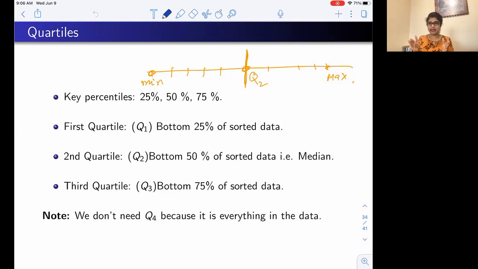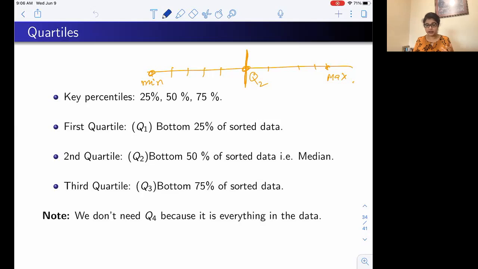If you take the percentile, you arrange your data in increasing order. So the bottom 25% is your first quartile, Q1, and Q2 is the bottom 50%. If you are taking 50%, it means the median of your data is the second quartile. It partitions your data into two parts, one on the right side and one on the left side. And Q3 is the bottom 75%. It means from increasing order, 0 to 75% gives you all the values in between. So that is our Q3.